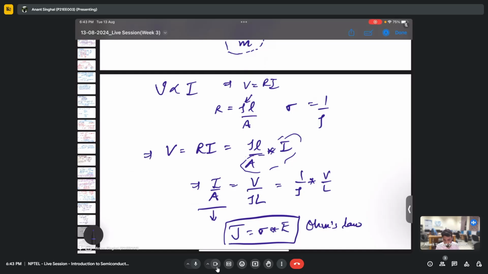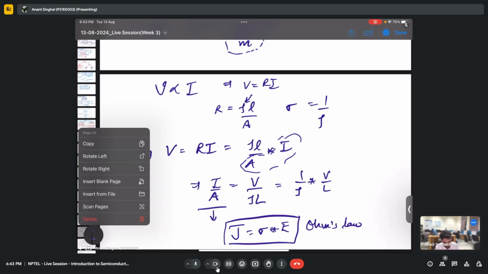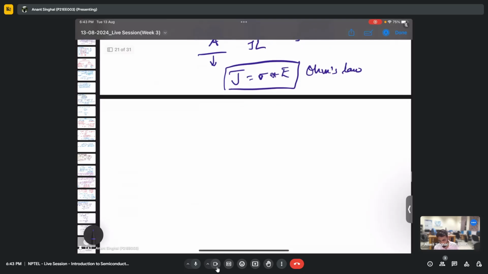I hope this is the current density that we will be solving. So I hope this is quite clear, and this is very basic that we have also read in 10 plus 2. This is Ohm's law, that J is sigma E.